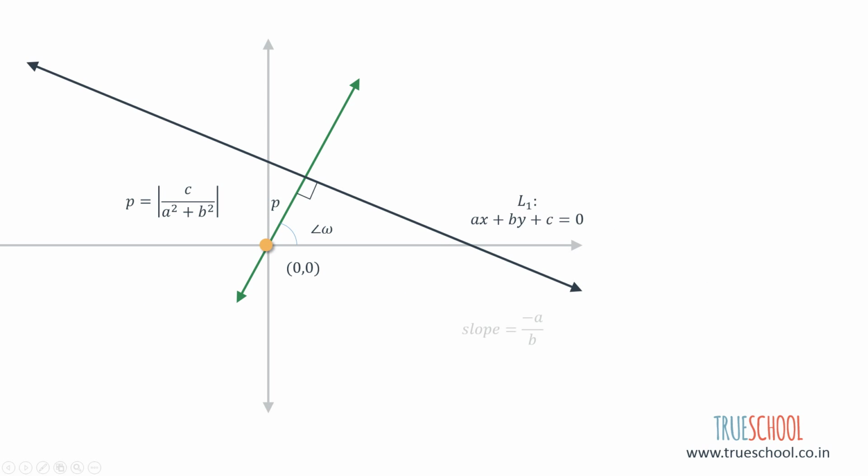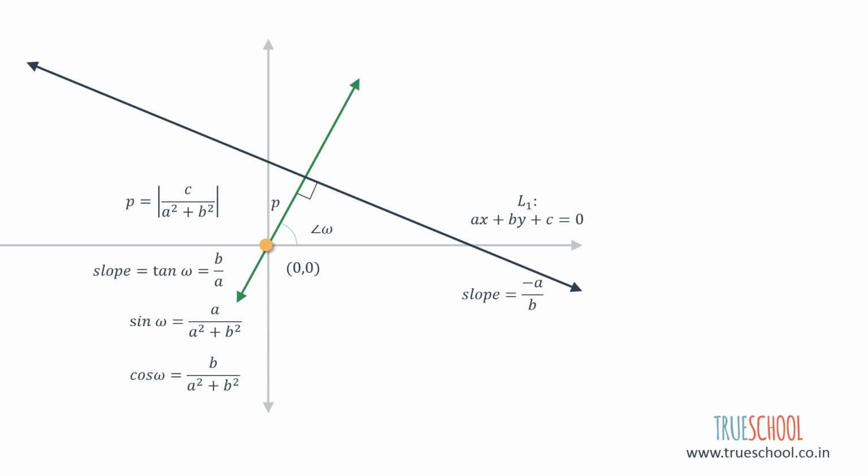Let's again look at the slope of the original line. From this we can find the slope of the perpendicular, hence tan omega, which is the negative of the inverse of the slope of the original line. Now if we apply our knowledge of trigonometry, we can find sin omega and cos omega, which comes out to be this.